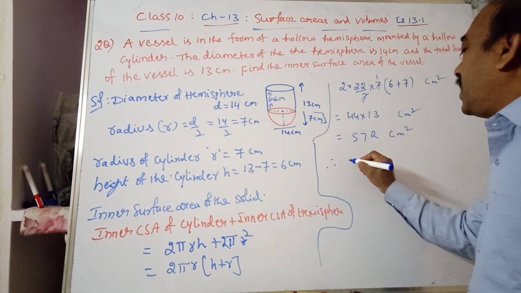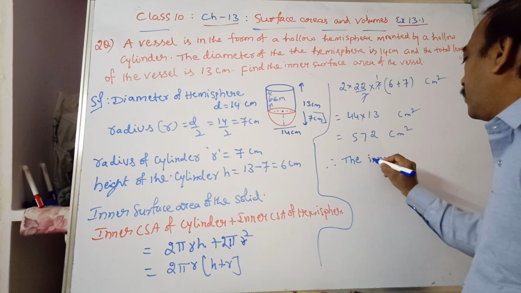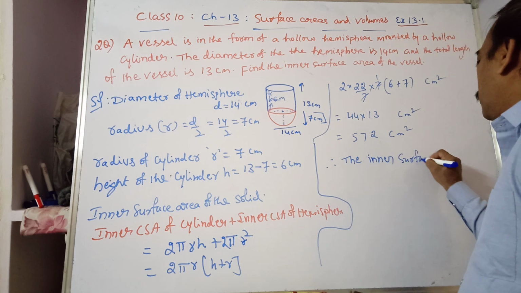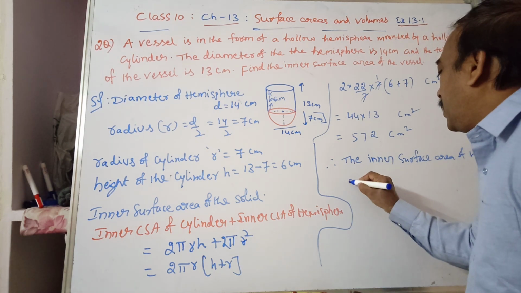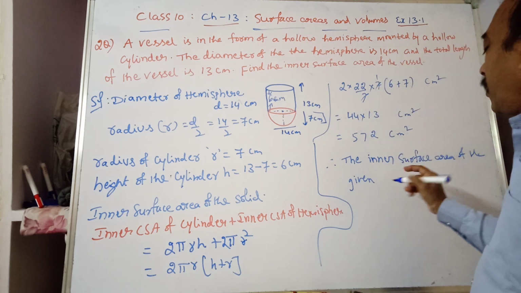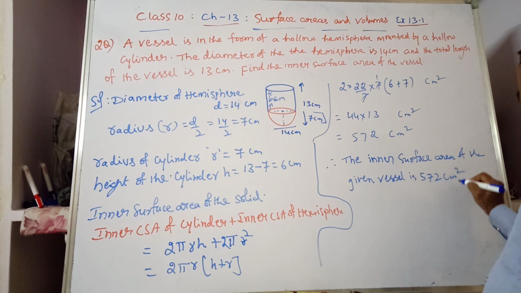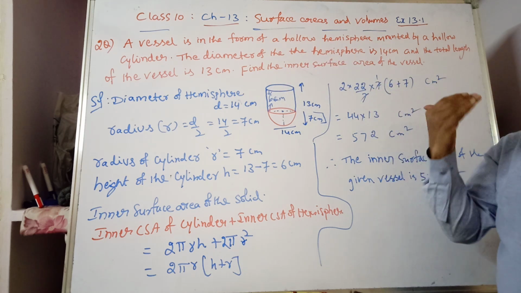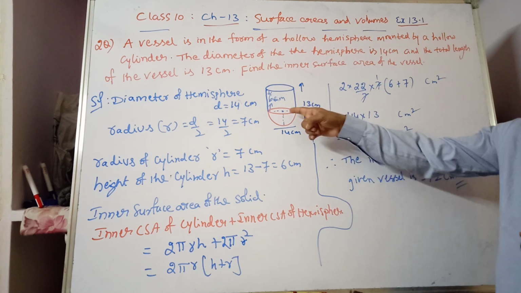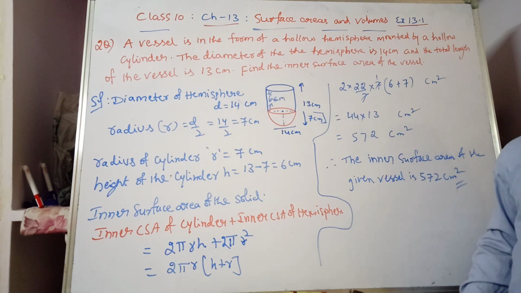Therefore, the inner surface area of the given vessel is 572 centimeter square. So the inner CSA of the hemisphere plus the cylinder were calculated and we added. I hope you understood. Thank you.